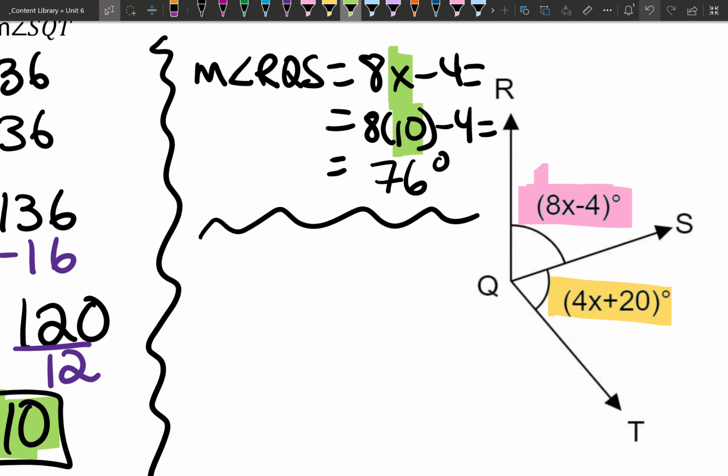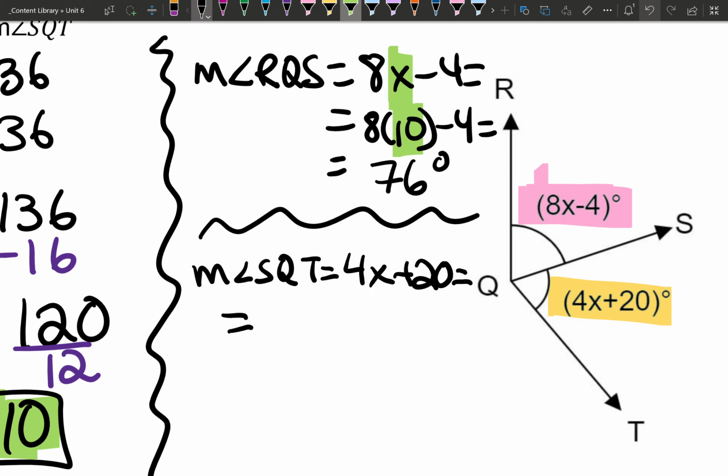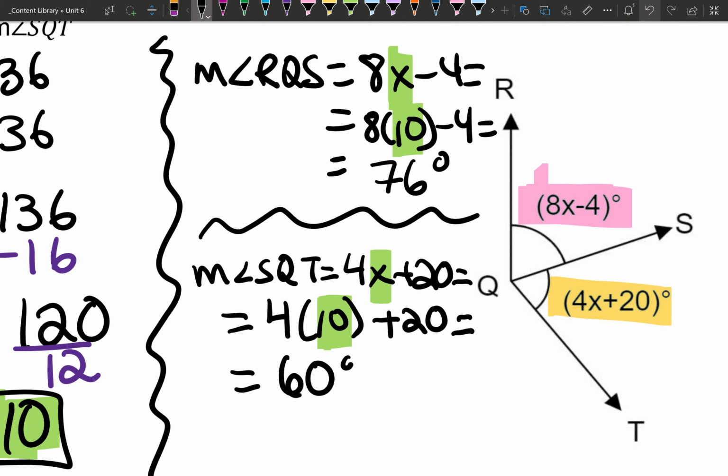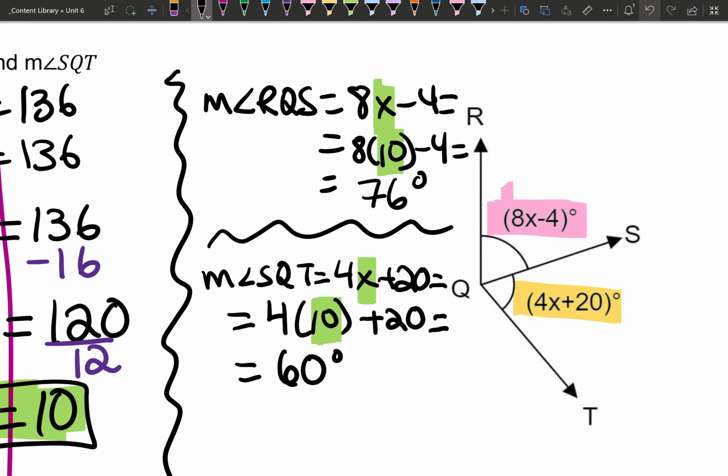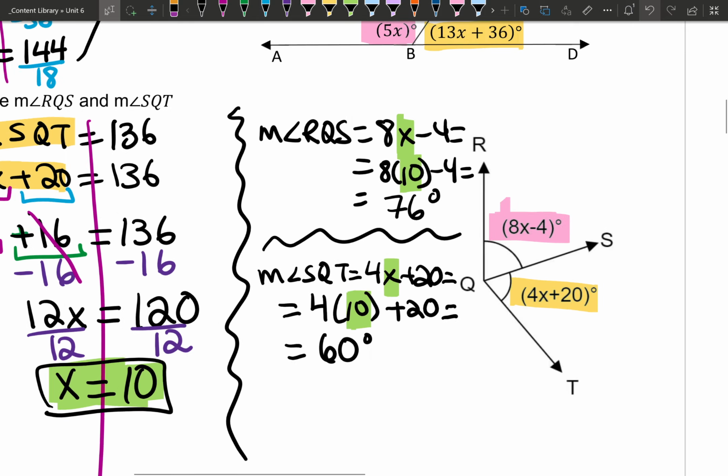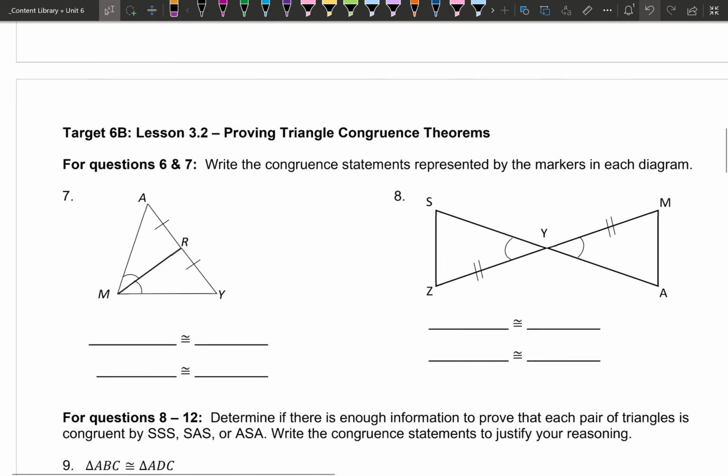Now let's find out what the measure of angle SQT is. Well, SQT is 4x plus 20. X is 10, so let's substitute. 4 times 10 plus 20 equals 4 times 10 is 40, plus 20 is 60. And just to double check, is 76 plus 60 136 degrees? Sure is. Fantastic. Number 7.